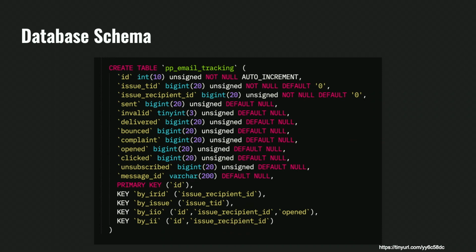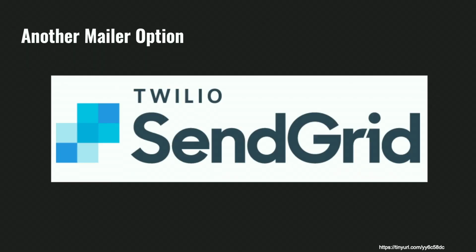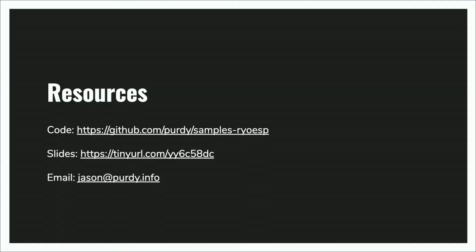I am running out of time. I'm almost done. So another mailer option I just want to highlight is SendGrid. We played around with it a little bit. It has webhook support. What's cool about SendGrid is that you can send 1,000 emails a second. So if you have the need for speed, SendGrid is pretty cool too. And you could have it hook into Amazon SES as well, hooking up into SQS by setting up an API gateway to do that.